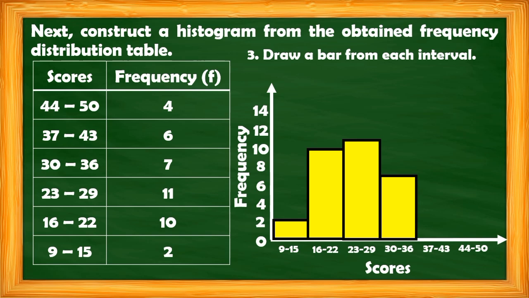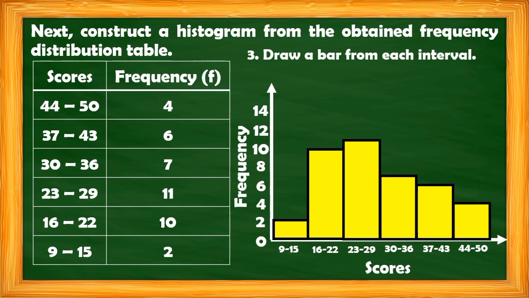So, yung 7, hindi natin nakikita dyan sa frequency na nasa vertical axis, but nasa gitna po yun ng 6 and 8. And then, yung 37 to 43, we have 6. And then, yung 44 to 50, we have 4. Okay, so yung 11 dyan na frequency sa 23 to 29, nasa gitna po ng 10 and 12.